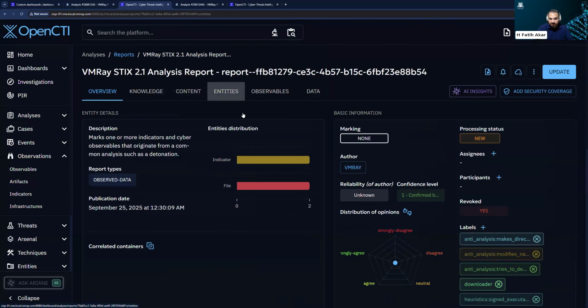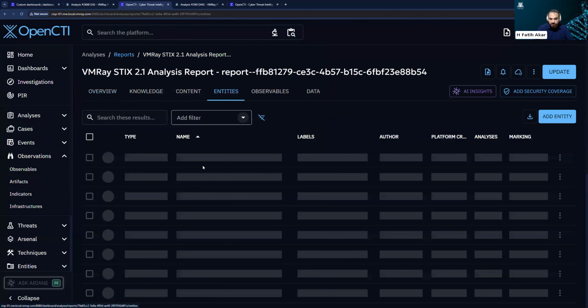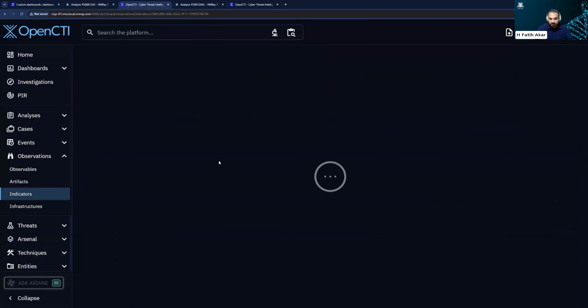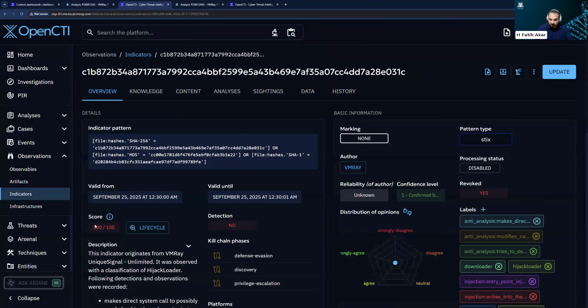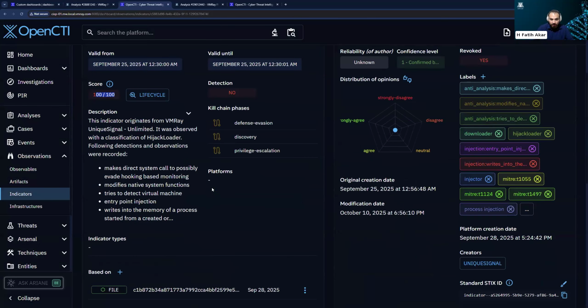So when you look at the entities that it is attached to, you get a piece of indicator, not only knowing what this is, like with high confidence, but you also know what type of operation it does. What are the kill chains that it's attached to?